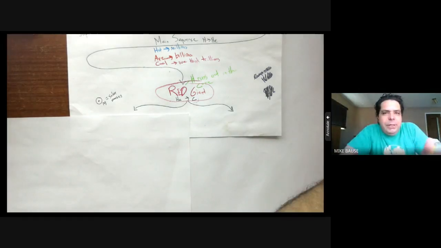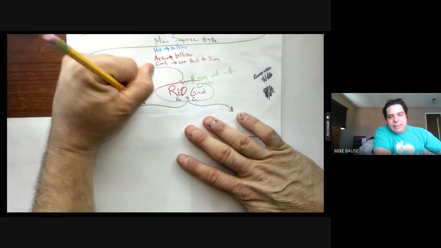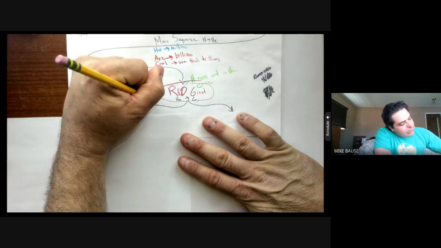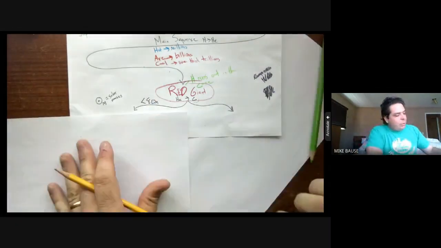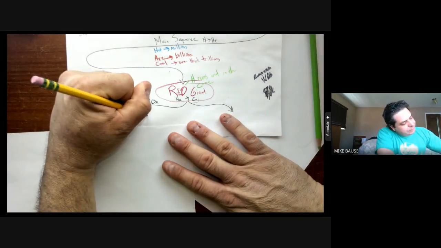So what we're going to say here is stars that have less than, that's the less than symbol, 8 solar masses, we'll go to the left side, what we call the low mass stars.